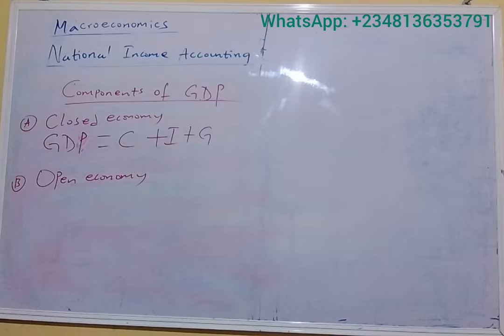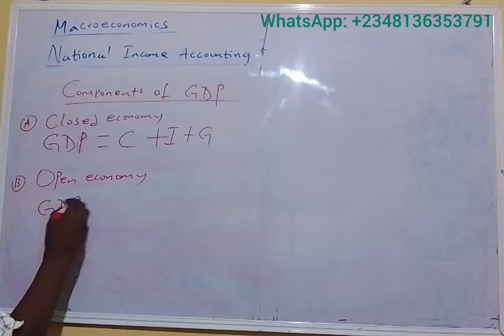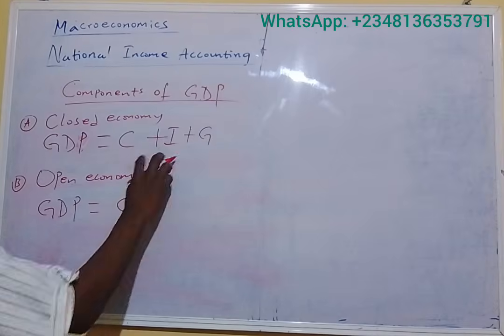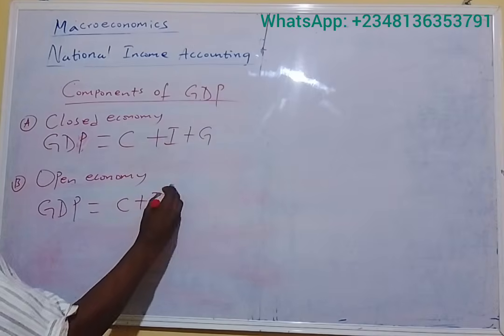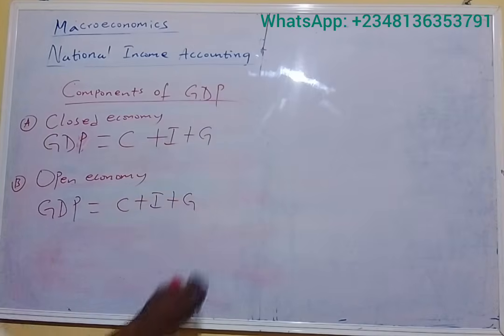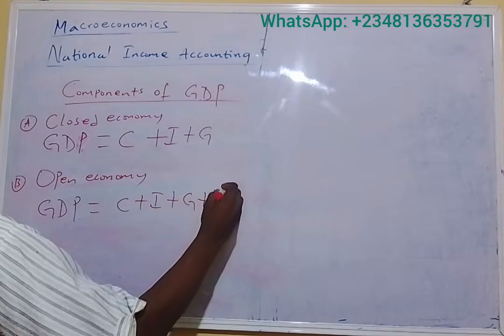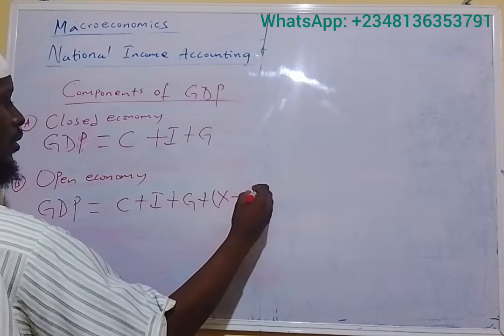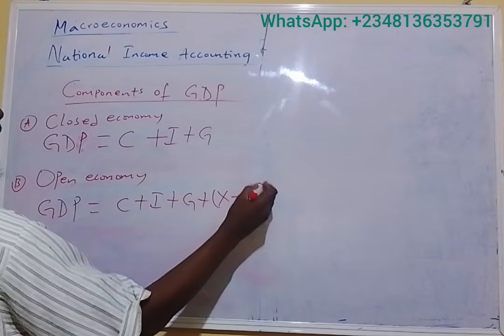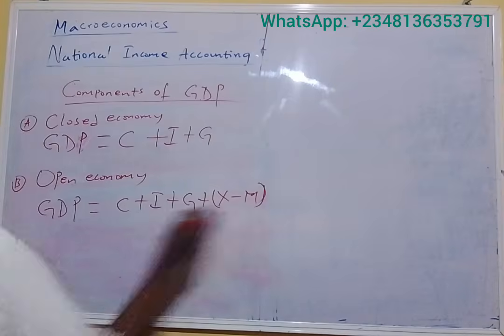So what of an open economy? So in an open economy, GDP will be equal to C plus I, everything we have here, plus G. Then we have plus export minus import. So this makes the economy open to the rest of the world.